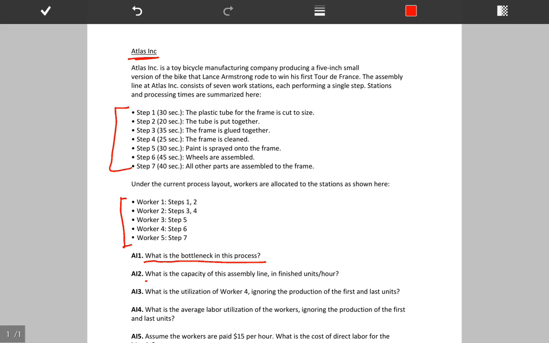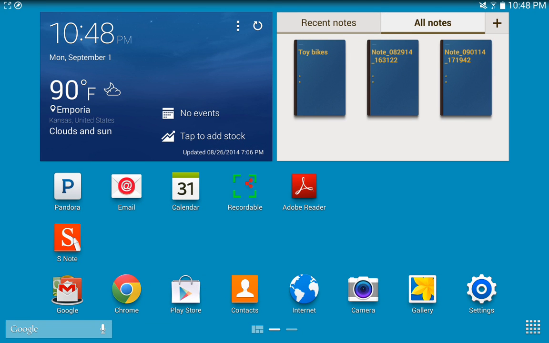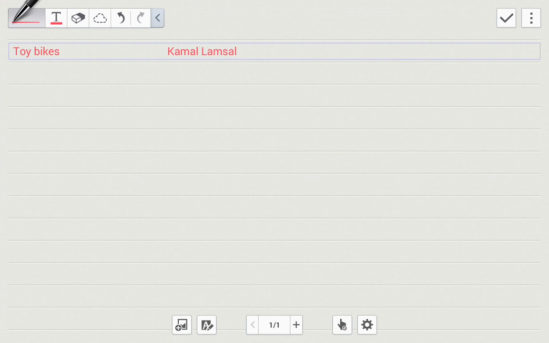The second question asks, what is the capacity of the assembly line, or what is the process capacity expressed as units per hour? Let's do these 2 problems first. Well, because there are 5 workers, we're going to make 5 rectangles to represent the 5 workers. So this is worker 1, this is worker 2, this is worker 3, 4 and 5.